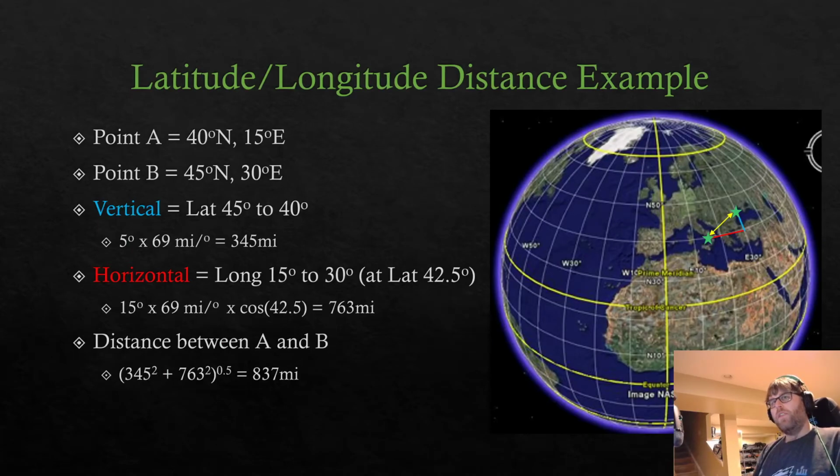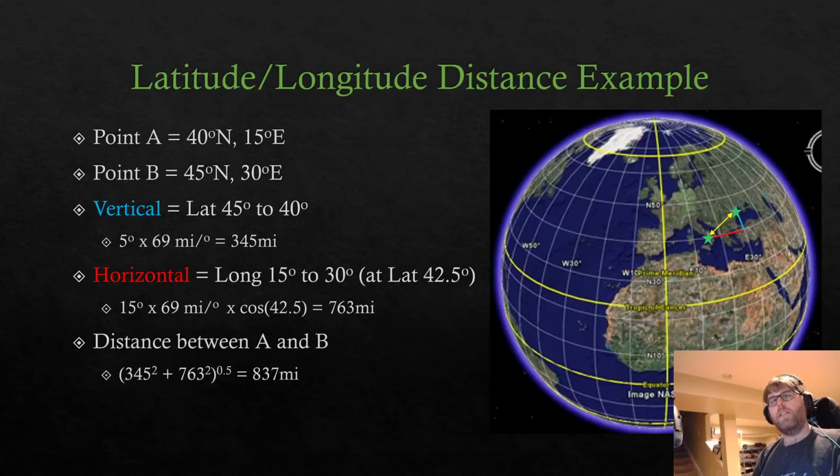So if we were given two different points, this point A and point B, we could calculate the distance between these 2 points. So point A is 40 degrees north, 15 degrees east. Point B is 45 degrees north, 30 degrees east. We want to calculate that distance.